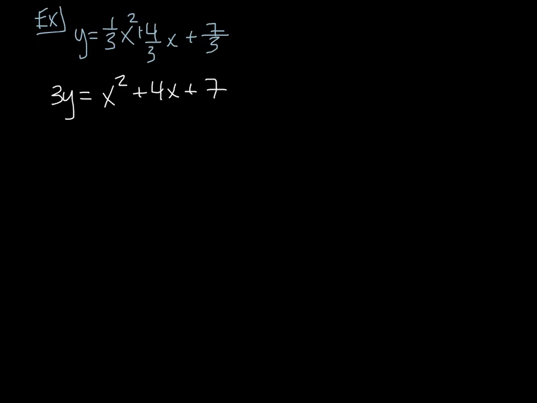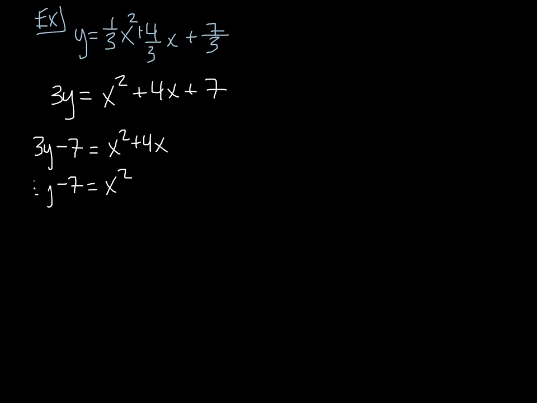Okay, so now if I'm going to complete the square, I want to get just the x stuff on the right using that first way. So 3y minus 7, I'm subtracting 7 from both sides, is x squared plus 4x. Now I need to complete the square, so let's do 3y minus 7 is x squared.